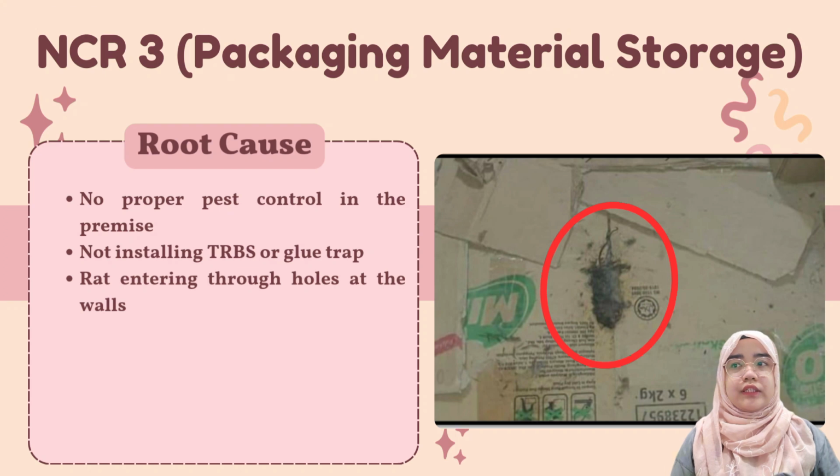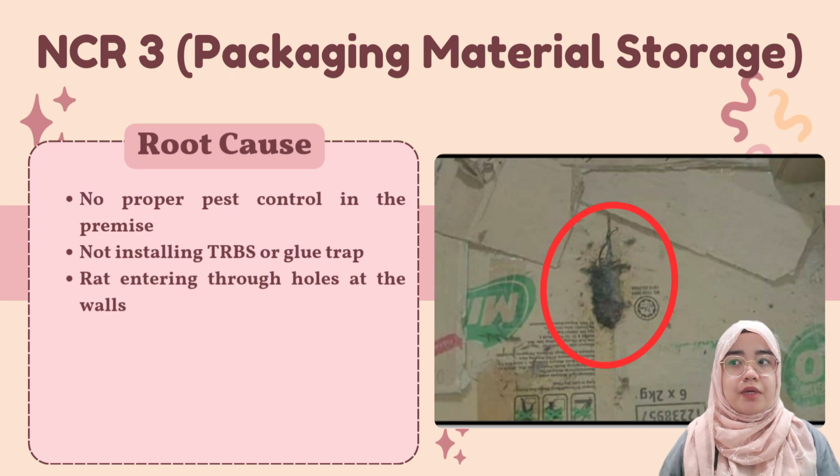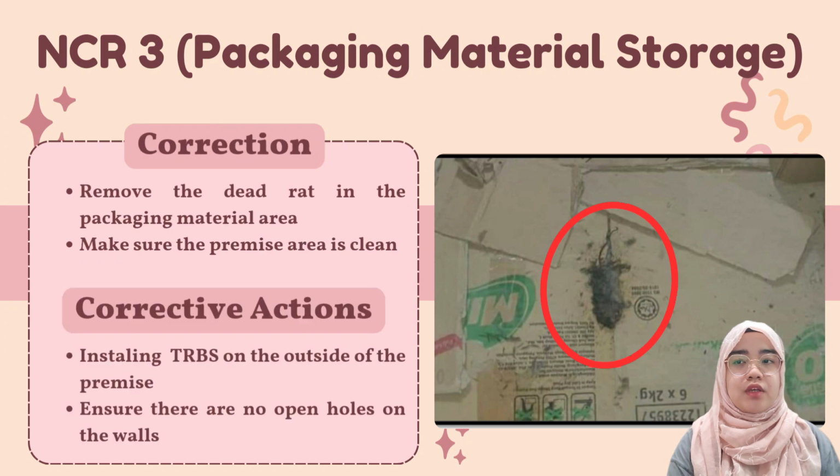The root cause of this issue is that there is no proper pest control in the premise, no TRBS or glue trap installed, and the rat entered through holes in the wall. The correction must be made by removing the dead rat from the packaging material area and making sure the premise is clean. They must also take corrective action by installing TRBS and glue traps outside of the premise, and ensuring there are no open holes in the wall.